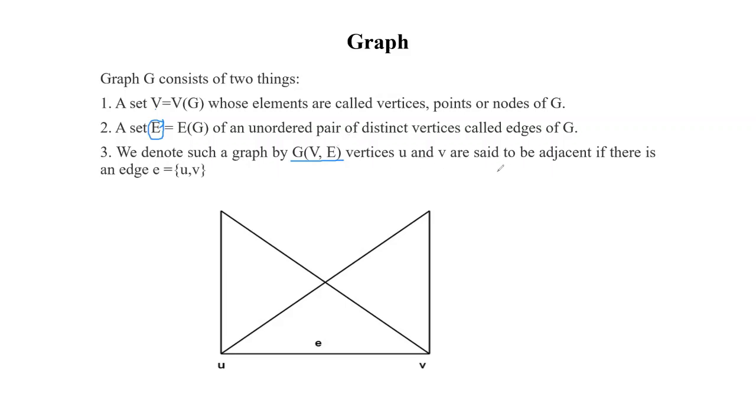So vertices U and V are said to be adjacent if there is an edge E equal to U comma V. Two vertices are said to be adjacent when there is an edge between them. So this vertex U and this another vertex V are adjacent, or you can say neighboring vertices. There is the edge E between these two vertices, so U and V are adjacent to each other.